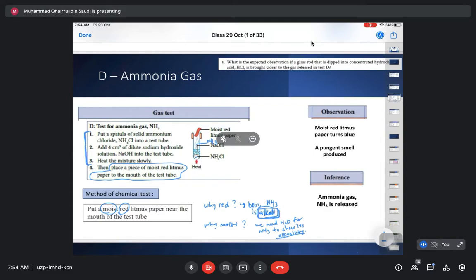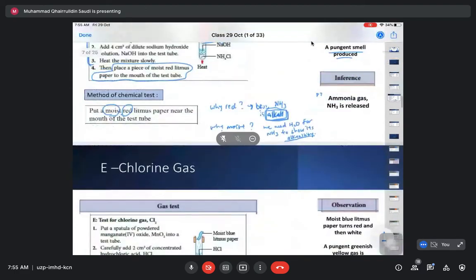Clear. Okay, good. So, what will be the observation? The moist red litmus paper will turn to blue. And another one is the pungent smell is produced. Okay, so ammonia gas ada bau yang pungent. Okay, so what is our conclusion? Our conclusion is ammonia gas is released when moist red litmus paper turns blue.